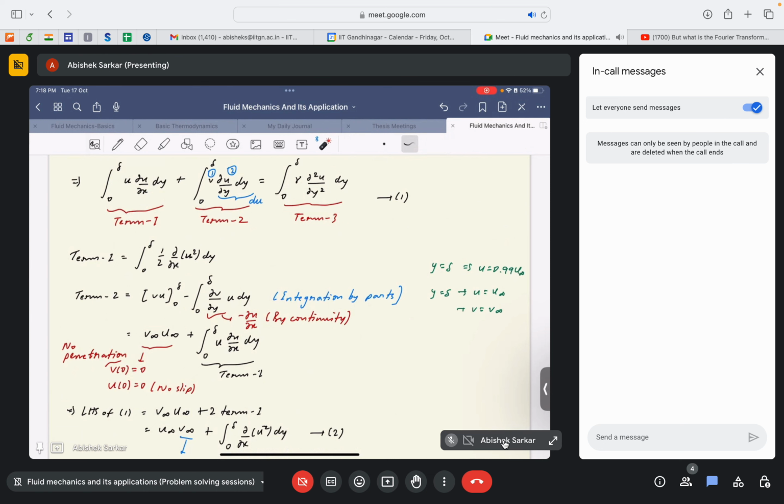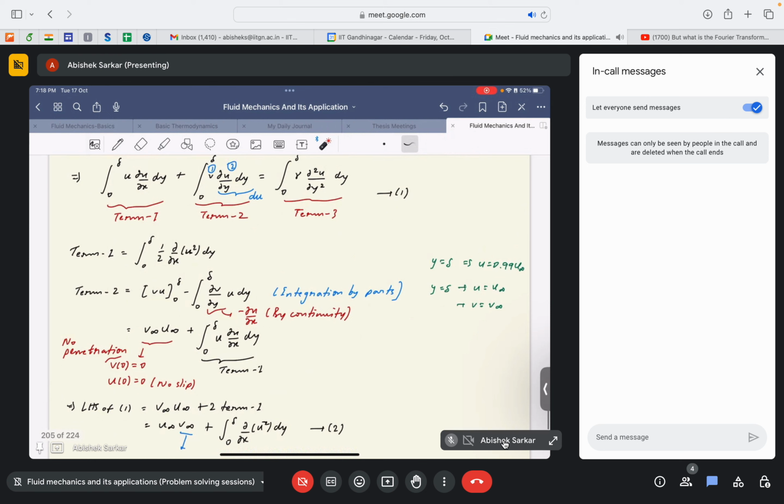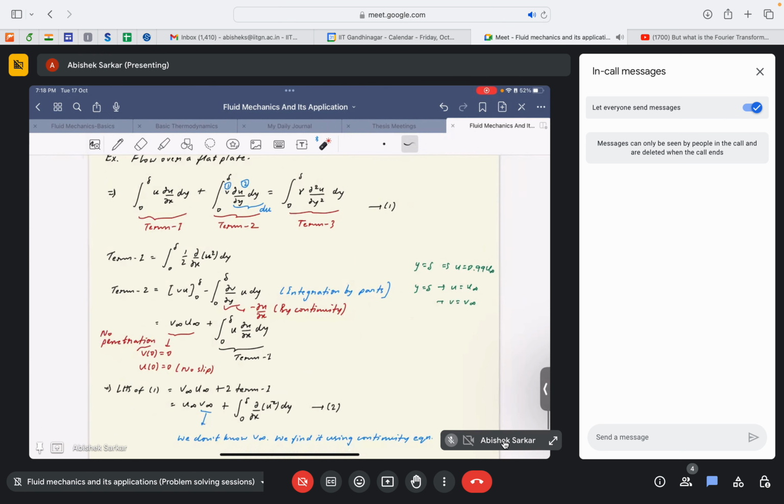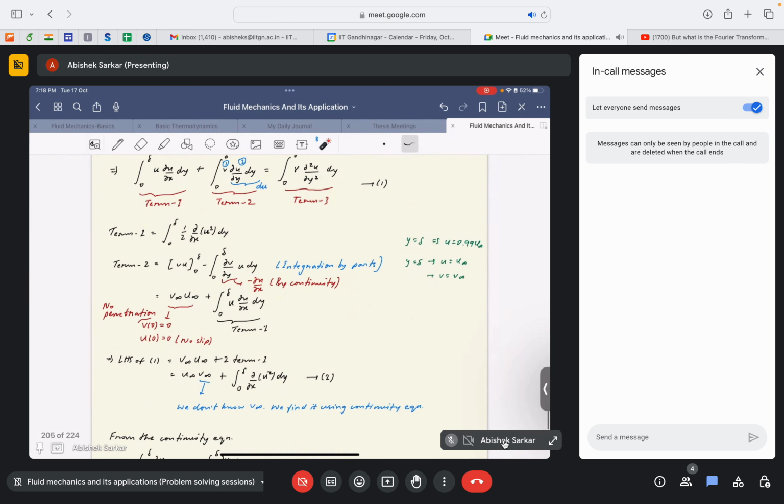Keeping that in mind, then the LHS of the first equation, let me reduce the size a bit, will be of this form: v infinity into u infinity plus 2 times term 1, specifically this term.